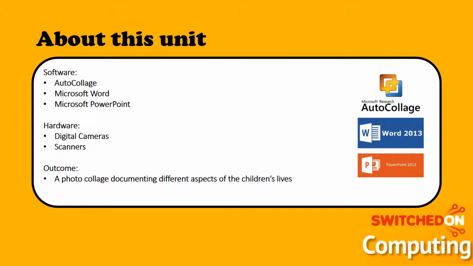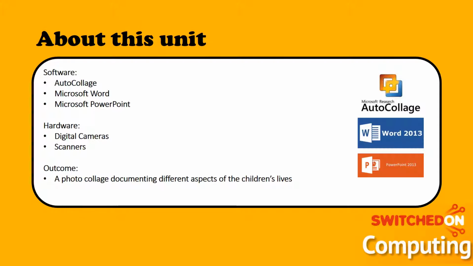While using this unit of work, you may find that you need various software, but most of it in schools is quite easy to get hold of. The first thing you'll need is Auto Collage, which is usually part of the switched on computing resources, or you can download it from the Microsoft Educators Network. We've also got Microsoft Word and PowerPoint, but there'll also be some hardware that the students might need to use.